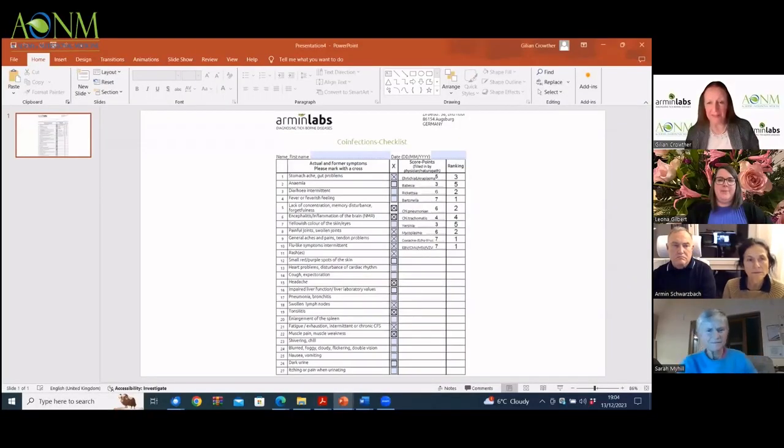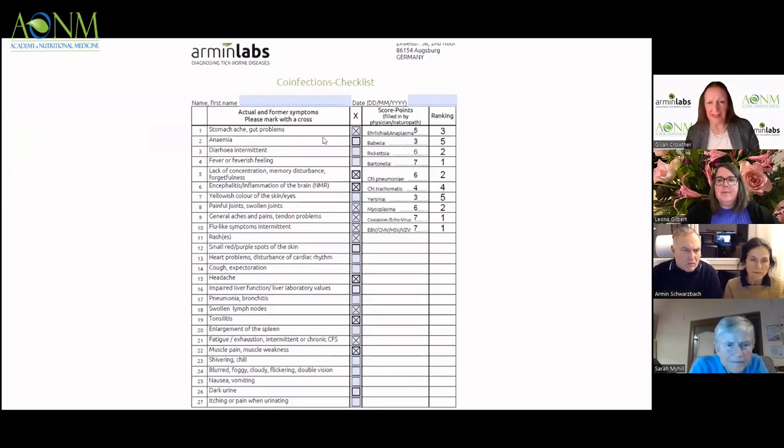So I'll just show you, if I may, and if I can access it elegantly, her checklist, which is here. Some of you may be familiar with this. This is the co-infection checklist.